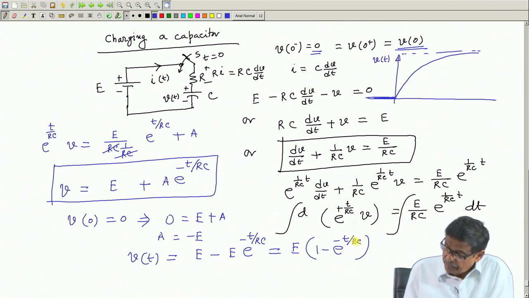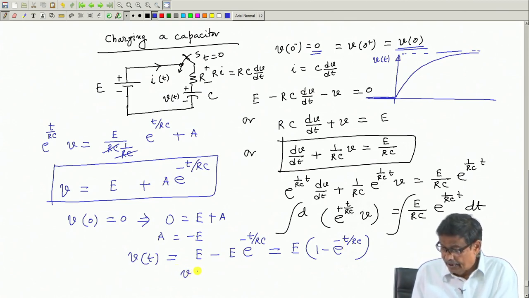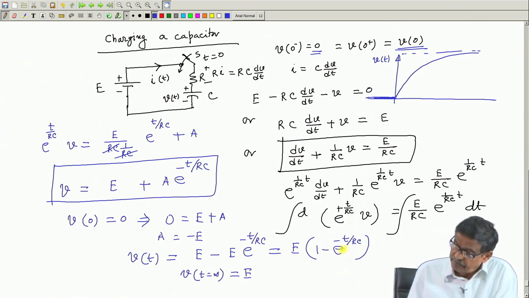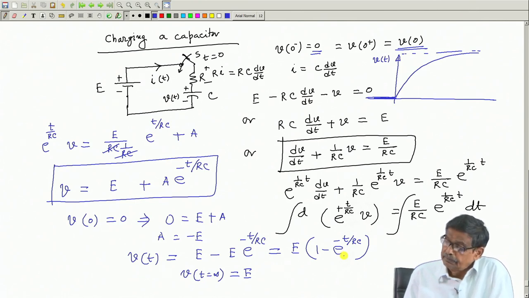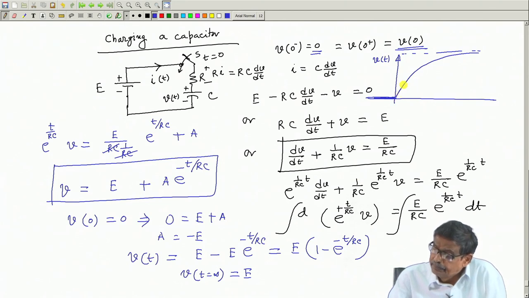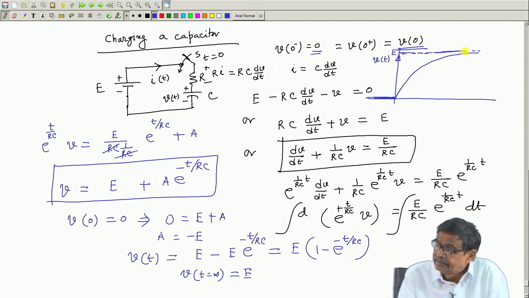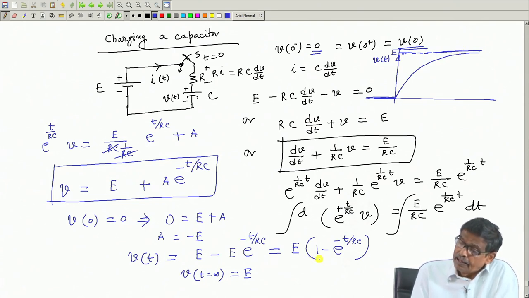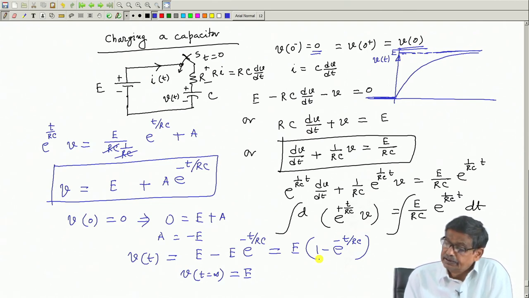And at t equal to infinity, V at t equal to infinity will become E, because this fellow will vanish, e to the power minus infinity tends to 0. Although, it will of course asymptotically meet this final voltage. Final voltage across the plate of the capacitor will be like this here, E. Once again, the capacitor will be charged to the supply voltage E, no doubt.